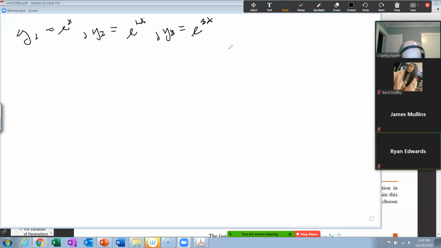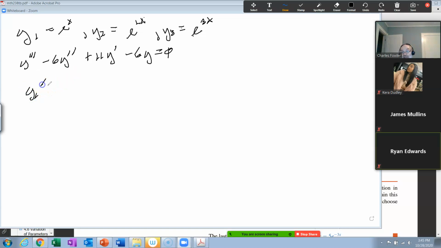I'm so sorry. Now, they say those functions satisfy the third order differential equation. Okay, let's try it. y triple prime minus 6y double prime, is that y prime or y double prime, plus 11y prime minus 6y is equal to 0. Now they claim these three functions satisfy that. Okay? Let's see if we can make that happen.